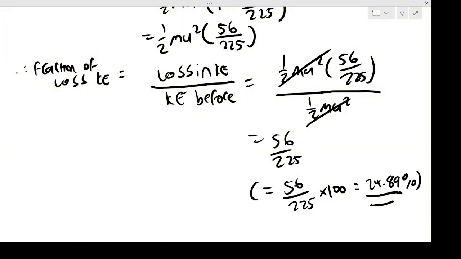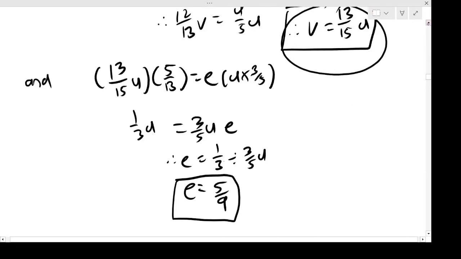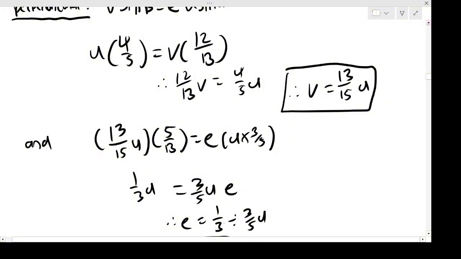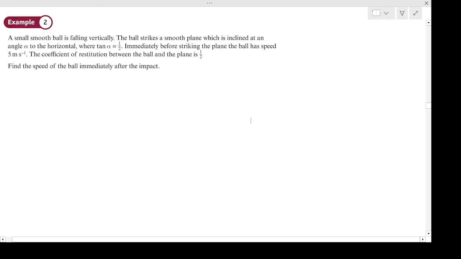But that's what this result is saying, okay? But there we are. And also this makes sense because remember my speed afterwards is 13 over 15 of u, so the speed hasn't changed that much. It hasn't gone down that much from u to 13 over 15 of u, so I don't expect to lose a lot of kinetic energy anyway. But there we are. Now I've got this question here.